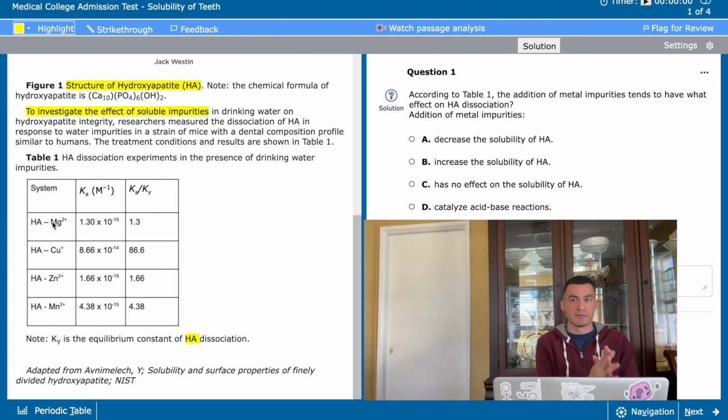Again, I've broken down this passage well enough. You don't need to do all of this analysis when you read it the first time. I'm doing it to your benefit, of course. So anyway, without further ado, let's do question 1.